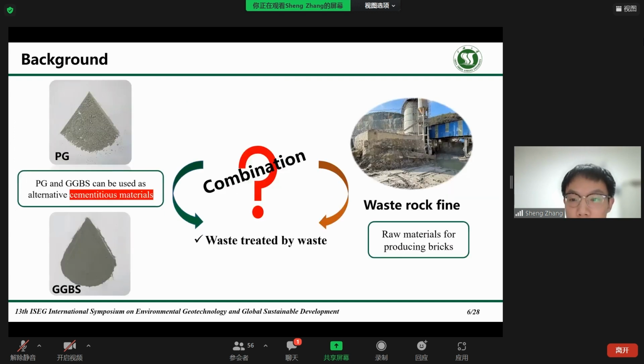On the other hand, a large amount of phosphogypsum in Yichang needs to be treated every year. This reminds us whether there is a suitable solution to treat these two kinds of waste at the same time. On the one hand, we can tap the potential value of waste, and on the other hand, we can achieve the goal of treating waste with waste.